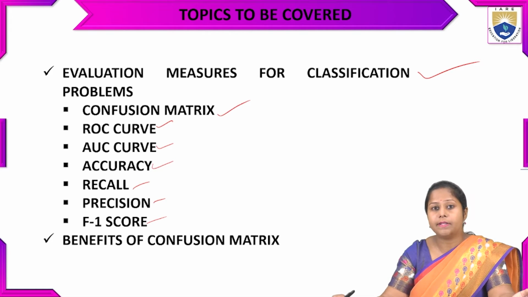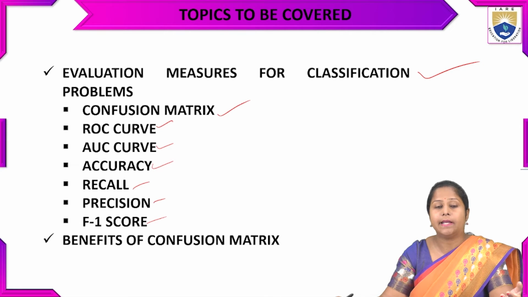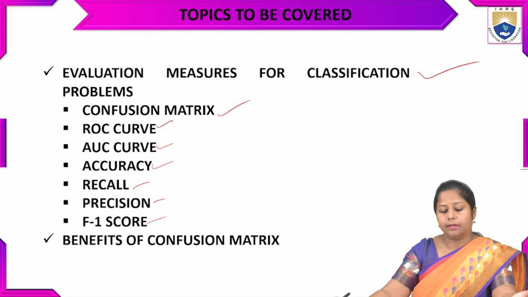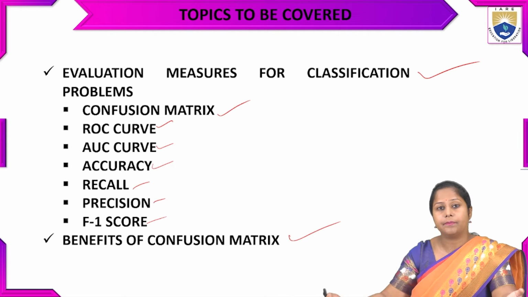For any data set and any problem, we should have the classification. There will be binary type of data and there can be multi-class data. If the data is binary class, we can apply the confusion matrix. We can also apply the confusion matrix for multi-class classification. What are the different benefits of the confusion matrix? We will cover that.